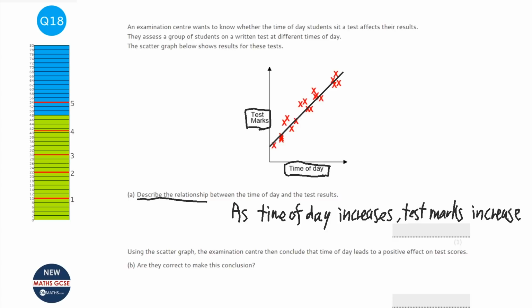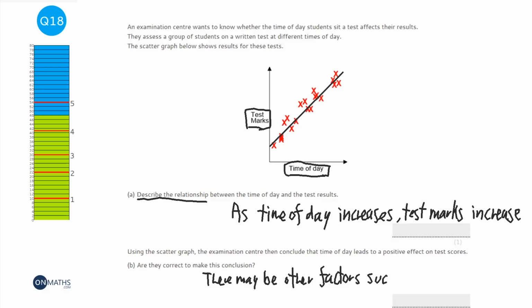And basically this is a question about the fact that just because two things correlate does not mean that one causes the other. So a sentence like, there may be other factors such as, I don't know, what else? Tiredness, fatigue. So try and make sure you give an example as well to support your argument.